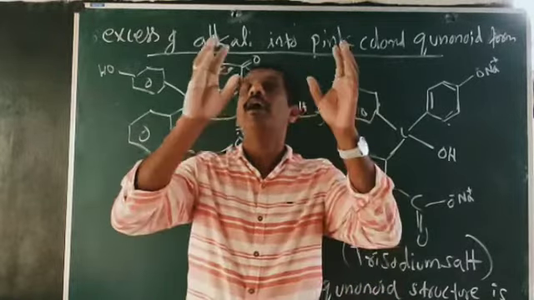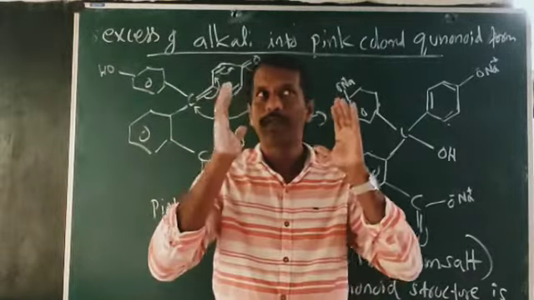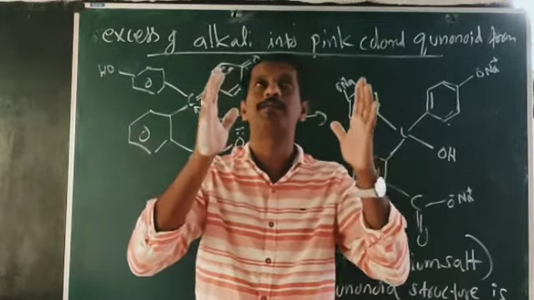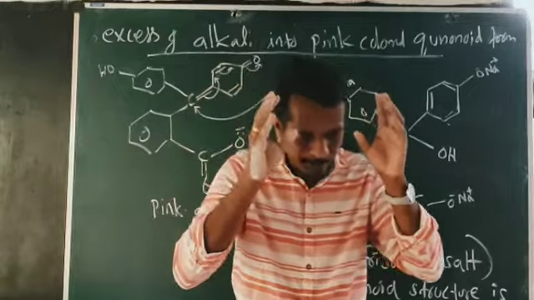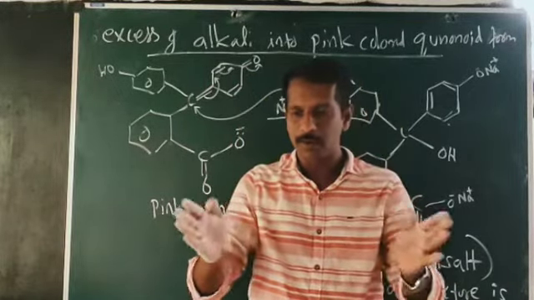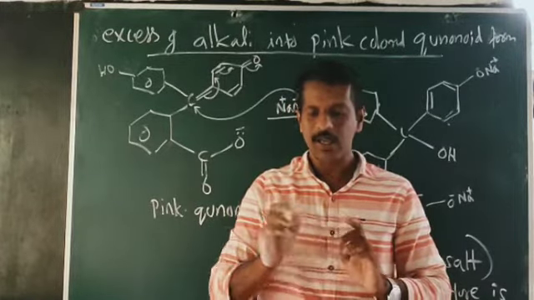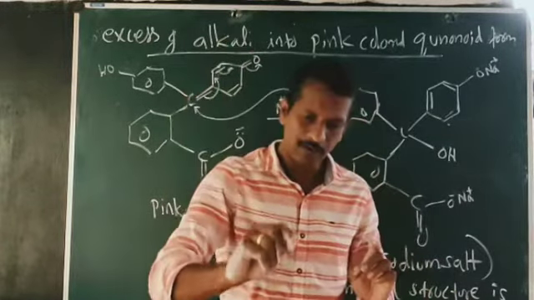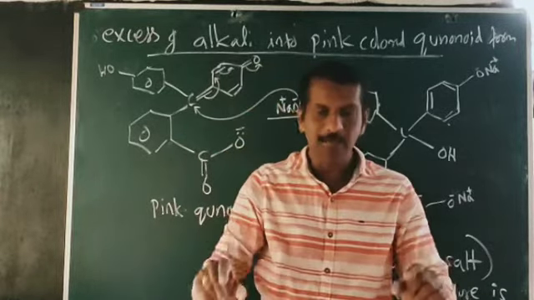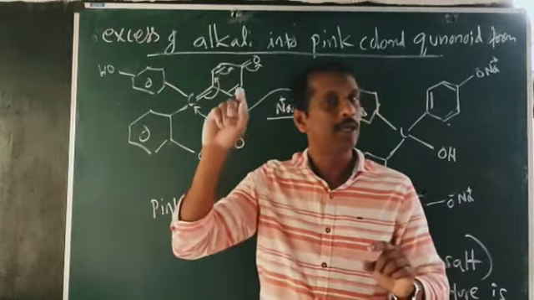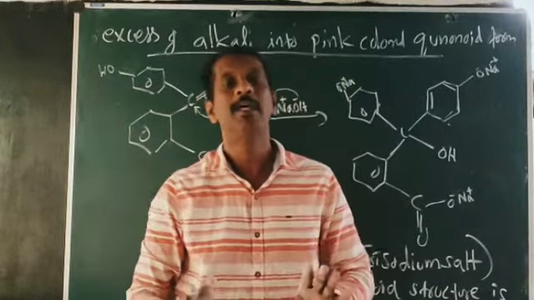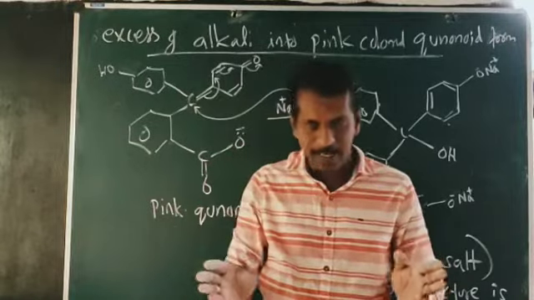So once again, look at the reaction of the acid-base titration. Think about the acid-base titration you are doing in the lab. Suppose we are taking 20 ml of NaOH in a conical flask. When you add phenolphthalein, it is pink in color, because in basic medium the phenolphthalein will be in the quinonoid form. So that is why it is pink in color.